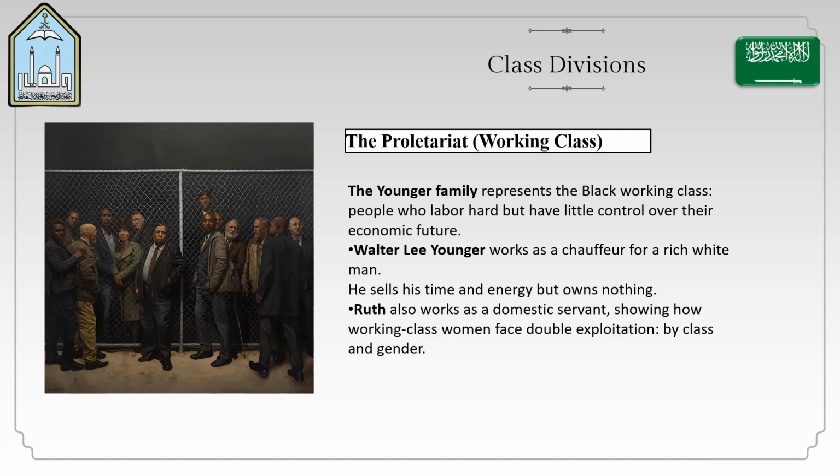But still shows what? Class divisions clearly through how people think, talk, and dream. So let's identify them in the story. We have the proletariat, or working class. The Younger family represents the black working class, people who labor hard but have little control over their economic future. We have Walter Lee Younger, who works as a chauffeur for a rich white man. He sells his time and energy but owns nothing.